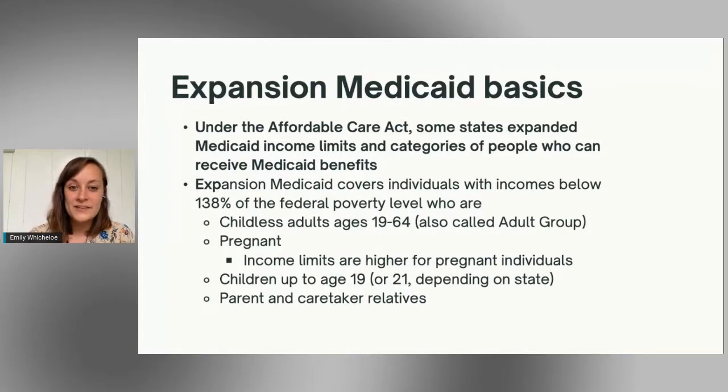childless adults aged 19 to 64, pregnant women, children up to the age of 19 or 21 depending on the state, and parent and caretaker relatives. In short, expansion Medicaid is for people who in the past were generally not eligible for Medicaid. Expansion Medicaid is different from traditional ABD Medicaid that we reviewed in the last section.